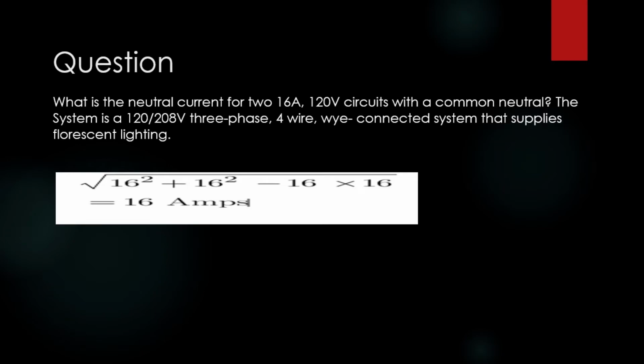Now the next question we're going to focus on is fluorescent lighting supplied by two different circuits, right? We've got to determine, the question says, what is the neutral current for the two 16 amp 120 volt circuits with a common neutral, right?